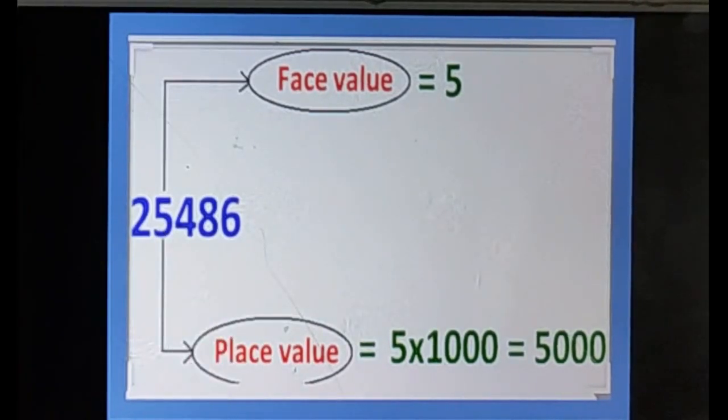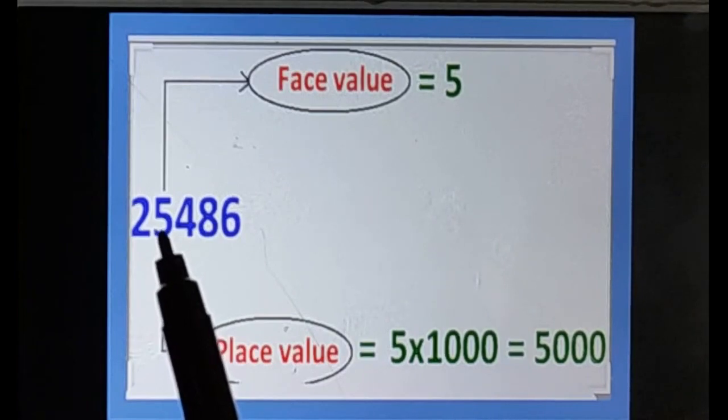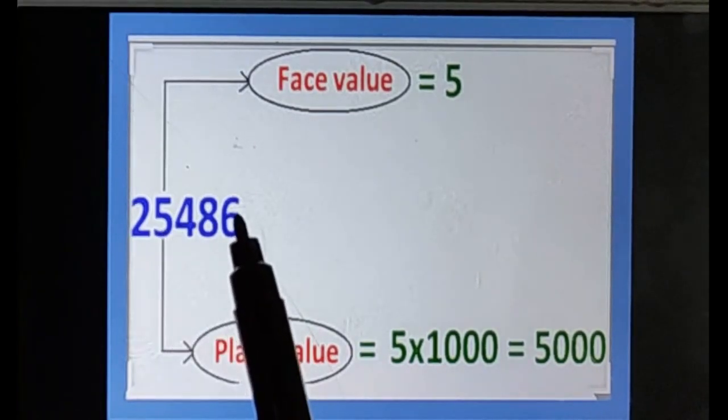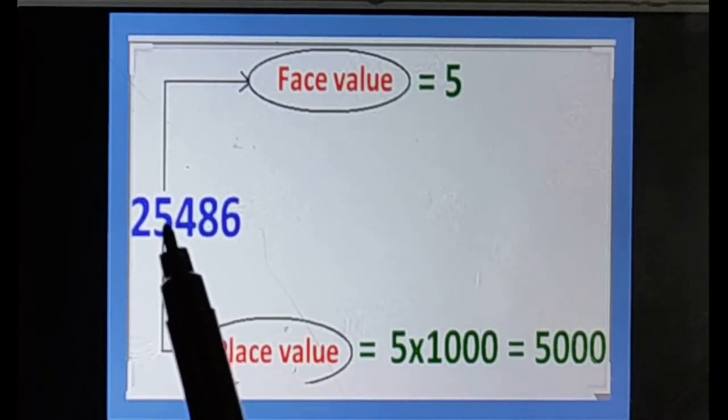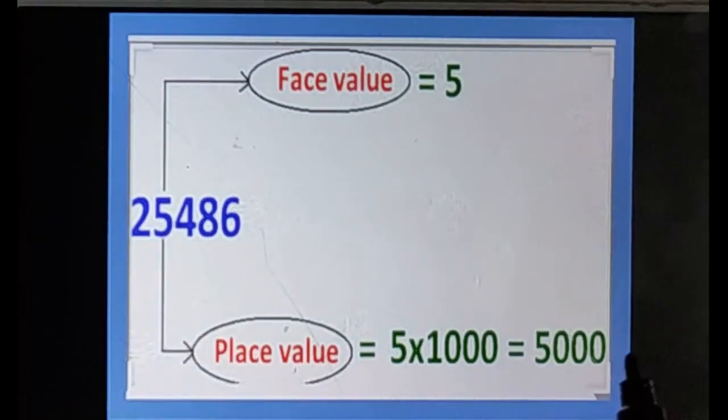No, place value is, place means position or a location. What is the location of 5? What is the position of 5? Ones, tens, 100, 1000, right? So we are going to write 5000. The place value of 5 is 5000.